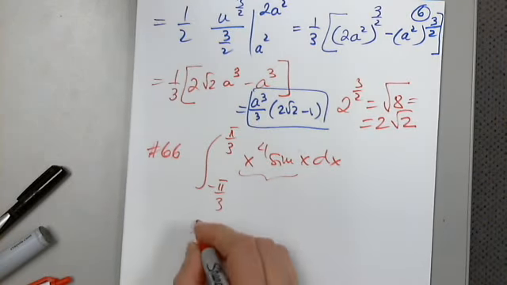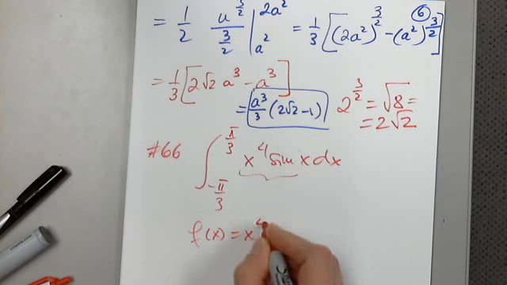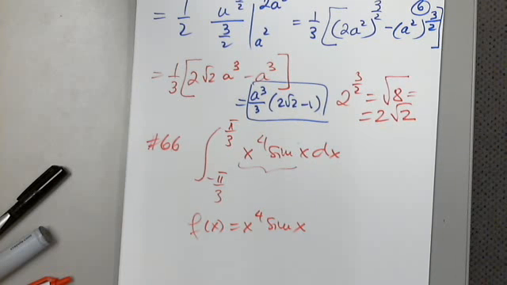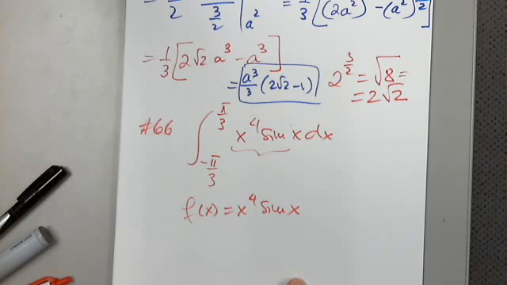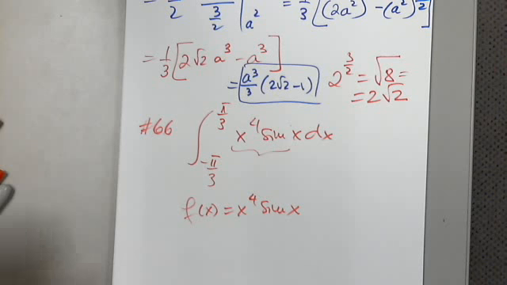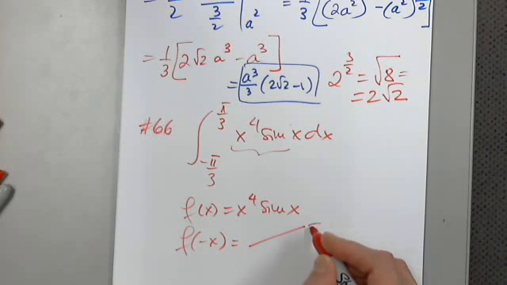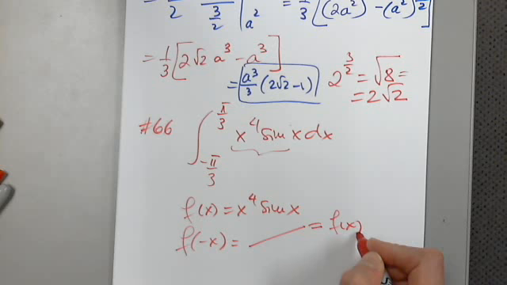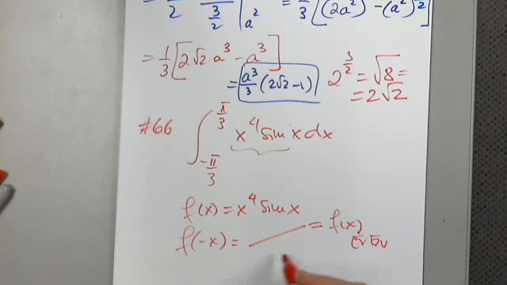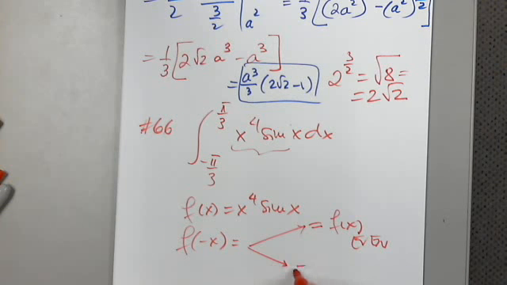Okay. So I have the function f of x, which is x to the fourth times sine x. How do I check whether it's odd or even? What do I need to determine? f of negative x. But you're right. So if this equals f of x, I'll say even. If this equals negative f of x, I will say odd.